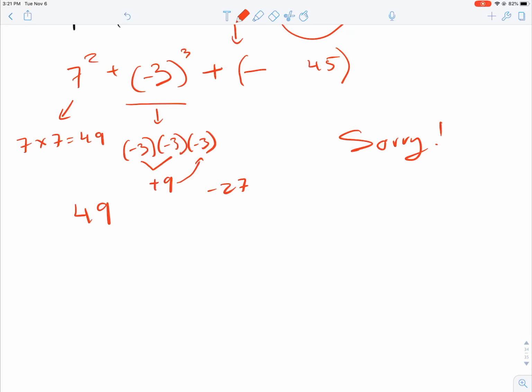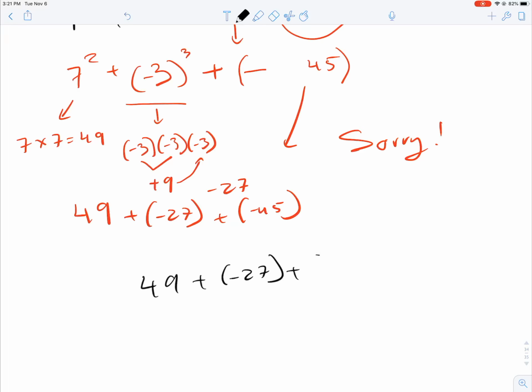So I'm going to rewrite over here. I'm going to carry this down. Plus negative 27. And bring in the rest, which is plus negative 45. Okay, let me rewrite the whole thing so you won't be confused. So 49 plus negative 27 plus negative 45.